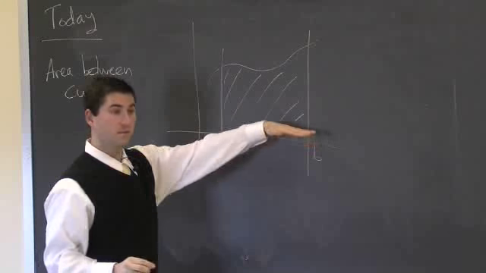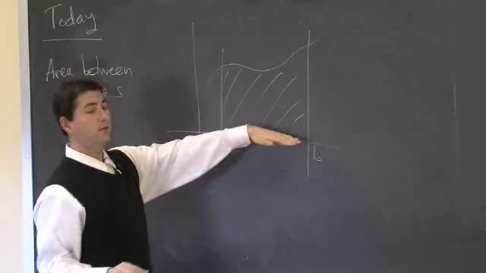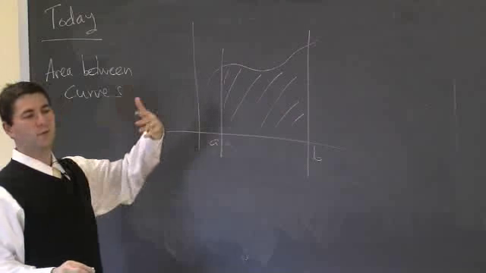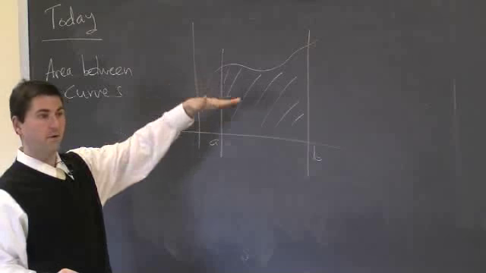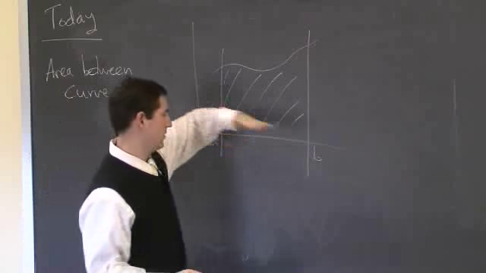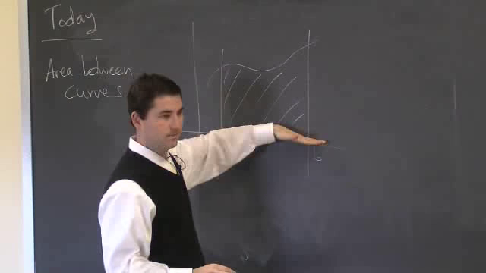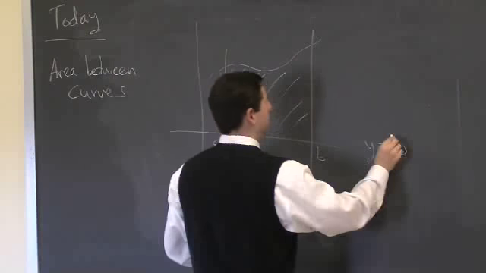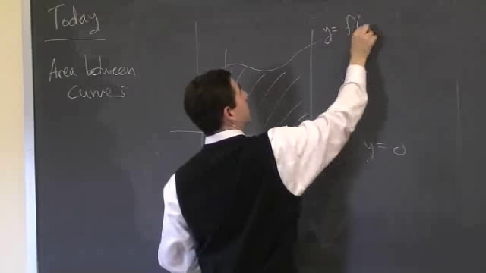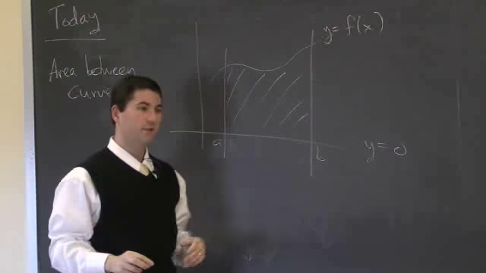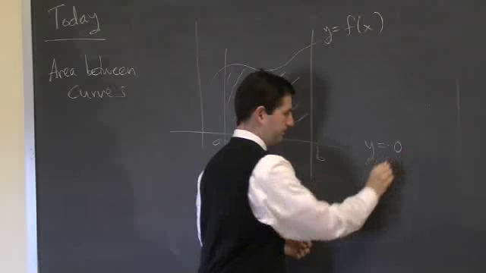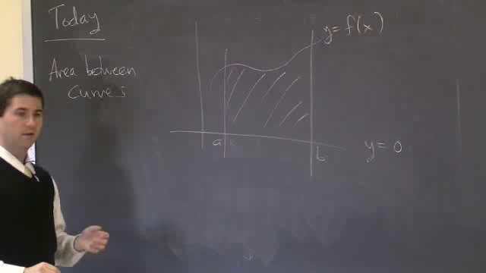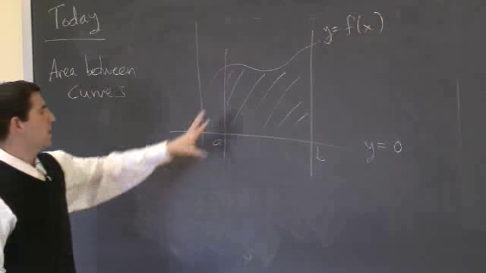Above the x-axis. Right? Now, I can actually view the x-axis as a curve. Remember, when I use the word curve, I actually mean the graph of some function. What's the function that gives me the x-axis? Y equals 0. So here I have some function y equals f of x, and here I have a function y equals 0. So we actually already did this, in a sense. But we want to generalize it.